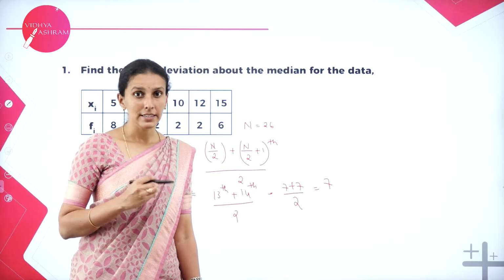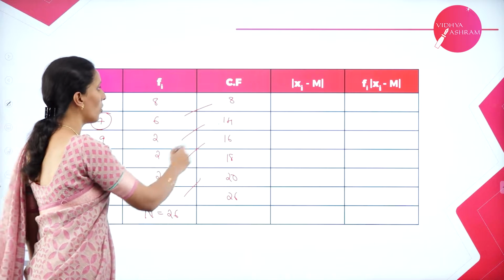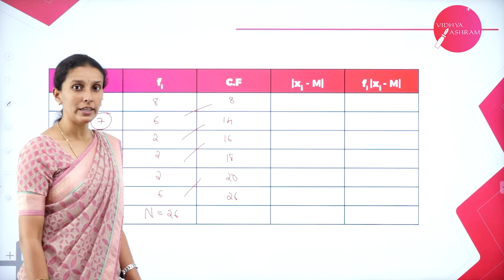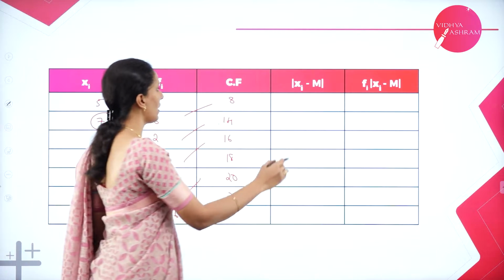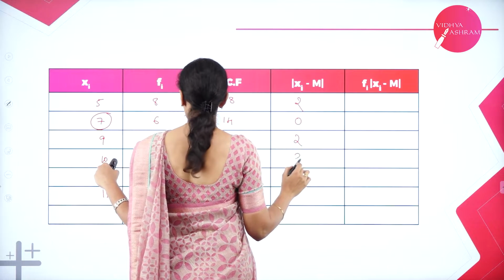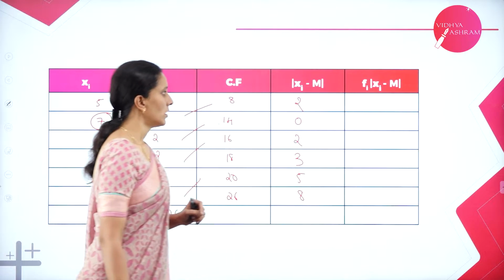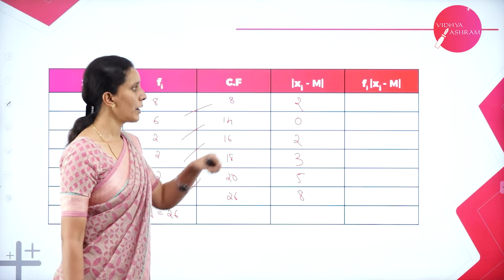After finding median is equal to 7, we have to subtract each score from median. So we got it as 7. Let us subtract. 5 minus 7, 2. Here it is 0. Again 2. Here 3, here 5 and here it is 8. So this is our |xi minus M|.